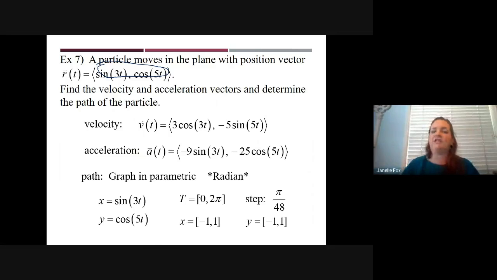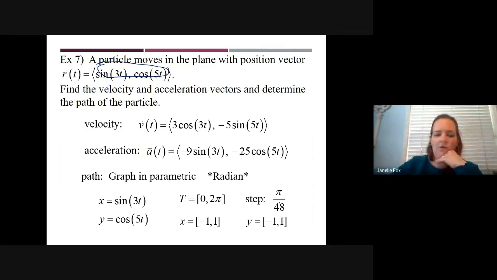The t values will just complete one cycle between 0 and 2 pi. I think the x values don't need to be very big. They really just range from -1 to +1, and the y value is the same thing, -1 to +1. And then I just did the step as pi over 48. You could also do pi over 96. That'll get a lot of the values.